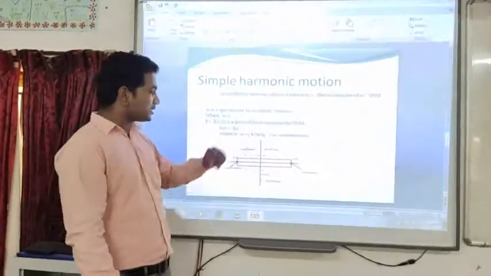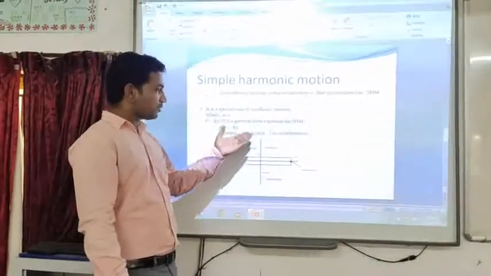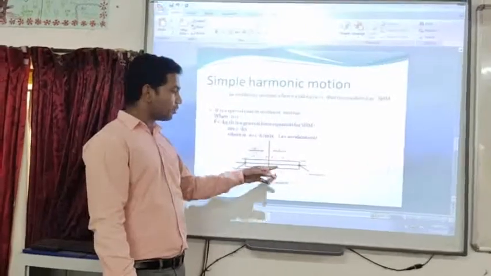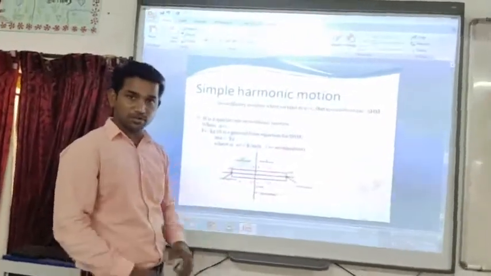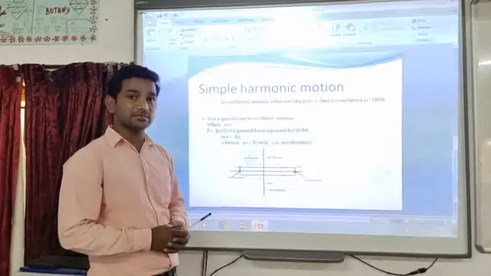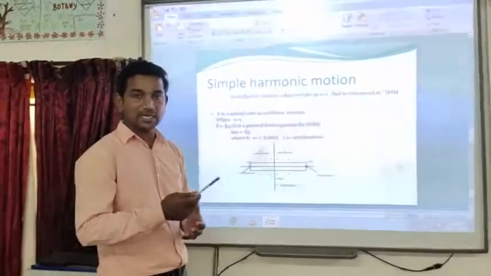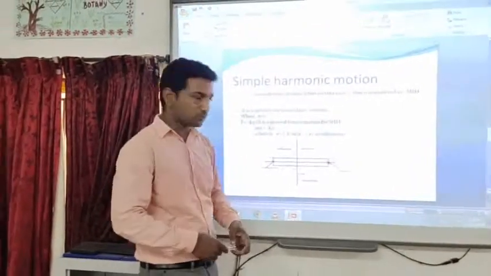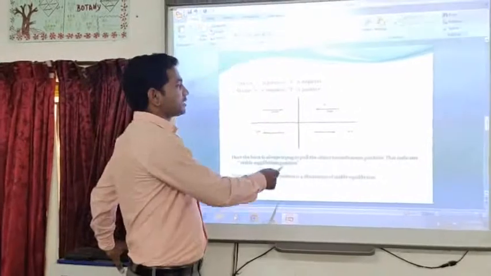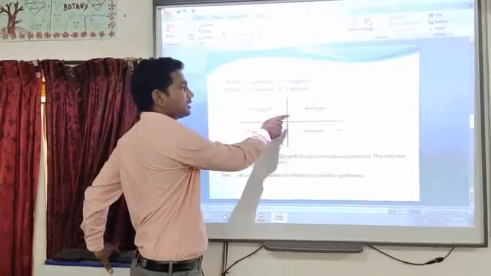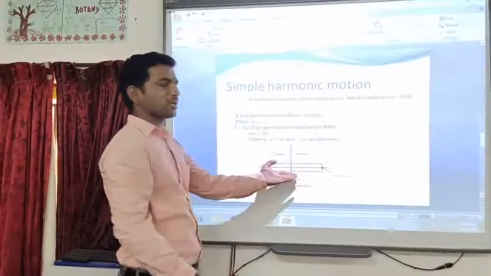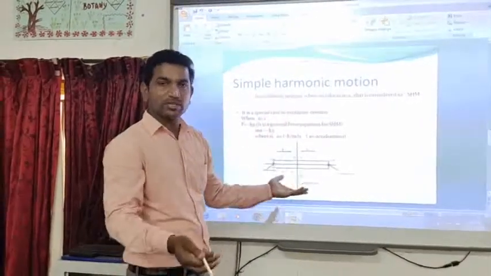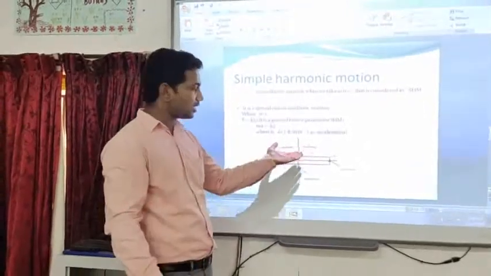So if you observe the motion of the object, if x is positive, then what happens? Your acceleration becomes negative. Previously we observed how the forces work in this case, and the same situation we can observe here also, because simple harmonic motion is a special kind of oscillatory motion.